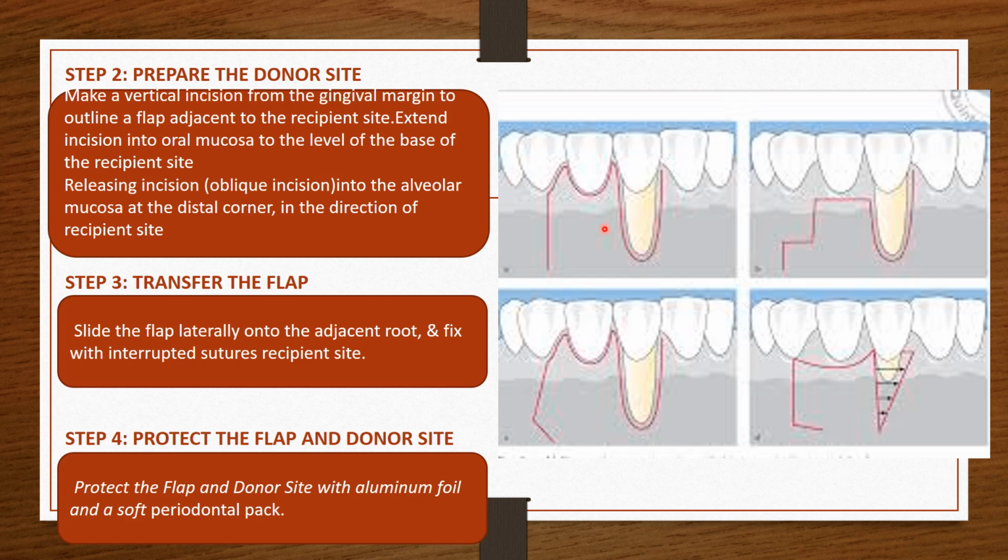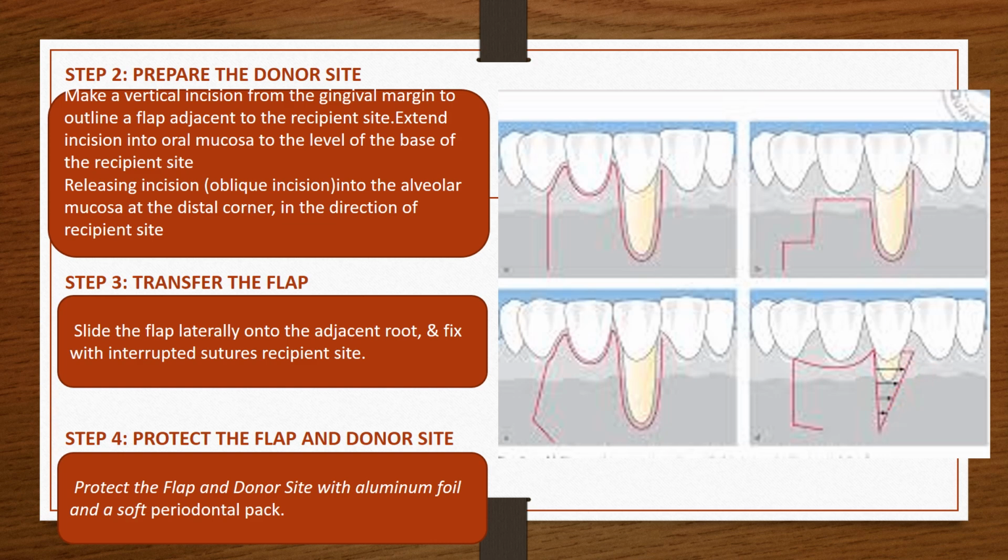We are taking the maximum widened area. The release incision will be given, and it can be of different types. It can be widened, it can be converged, it can be an oblique incision, or it can be straight like this. So different techniques are there for obtaining the donor site. Then we make a wider area of base and transfer the flap. We slide the flap laterally to the adjacent root and fix it with interrupted sutures.